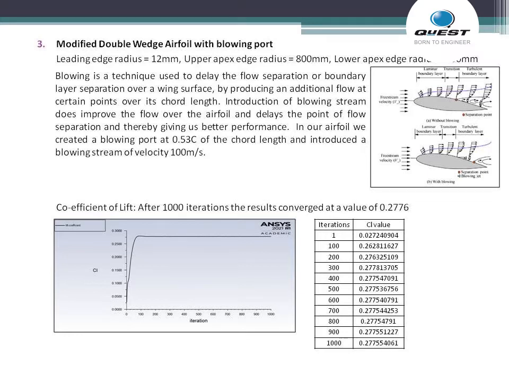Here we have introduced a blowing port at 53% of the chord length with a blowing stream velocity of 100 meter per second. Now in order to better accommodate the blowing port, we had to decrease the upper apex edge radius to 800 mm. From the ANSYS results, we have the coefficient of lift converging at a value of 0.2776 after 1000 iterations, which is a significant improvement from the previous case.